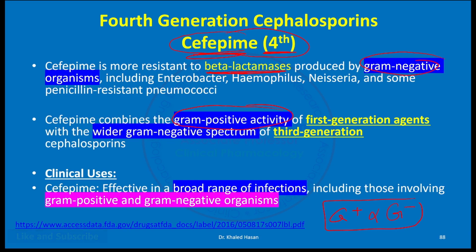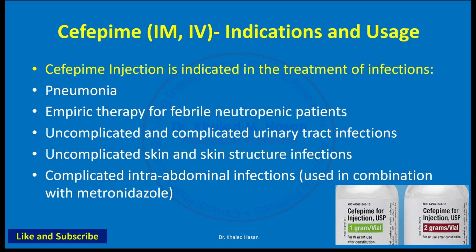For clinical use, this medication is considered a broad spectrum antibiotic, covering a broad range of infections caused by gram-negative or gram-positive bacteria. Cefepime is prescribed IM or IV. As you can see here, the cefepime injection vials come in 1 gram and 2 gram. Cefepime injection is indicated for the treatment of pneumonia, and empiric therapy for febrile or febrile neutropenic patients.